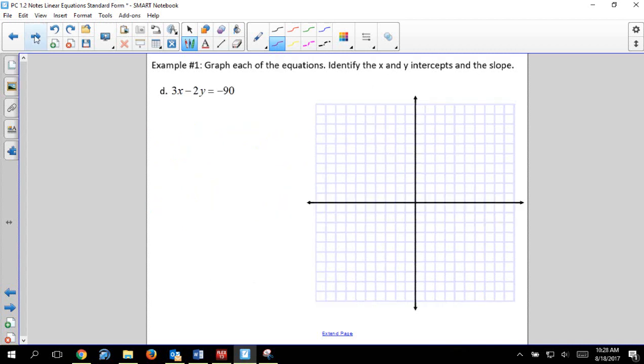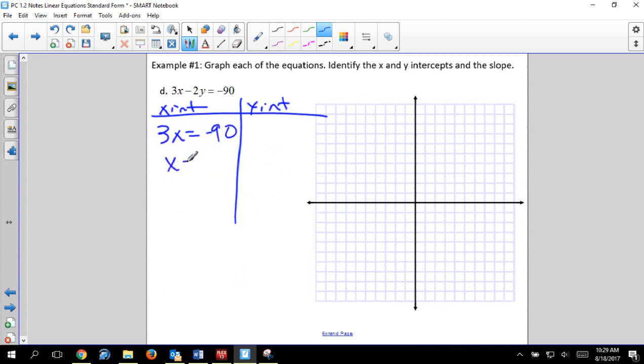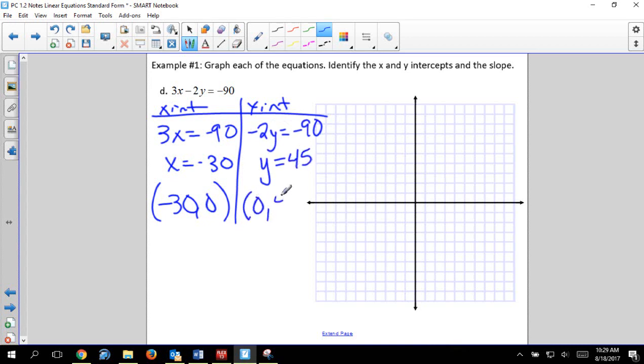And then the last one, we've got 3x minus 2y equals negative 90. So x-intercept, we got 3x equals negative 90. So x is negative 30. Negative 30, 0. Y-intercept, get rid of the x's, negative 2y equals negative 90. So y is positive 45, 0, 45. Slope, negative 3 over negative 2, 3/2.